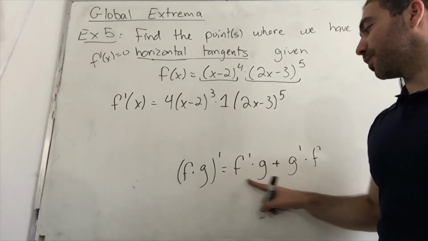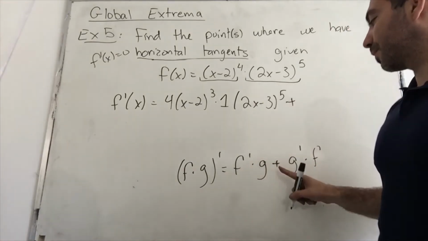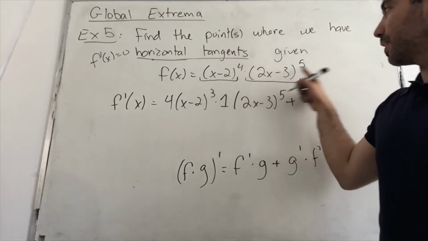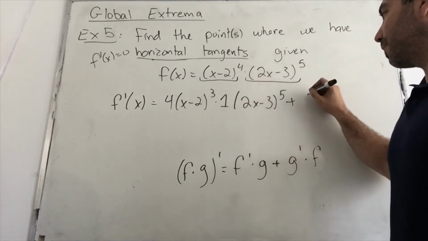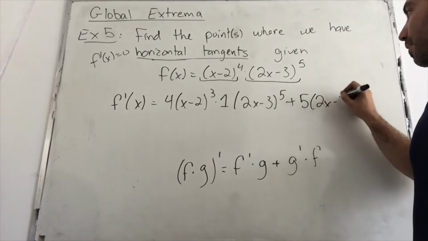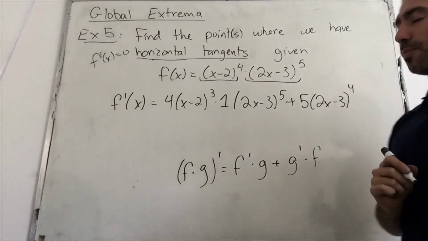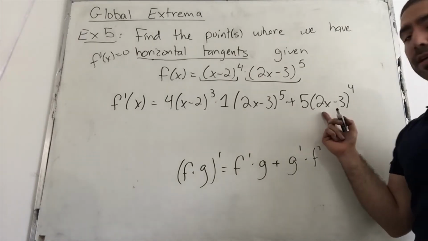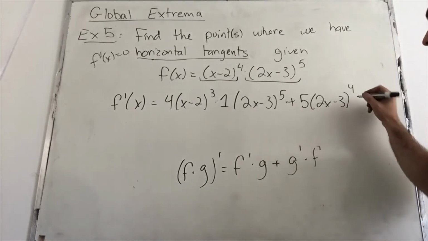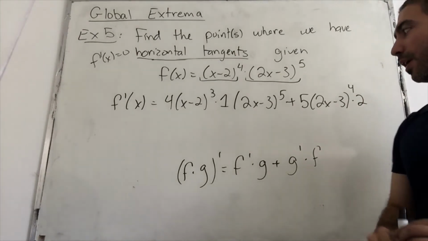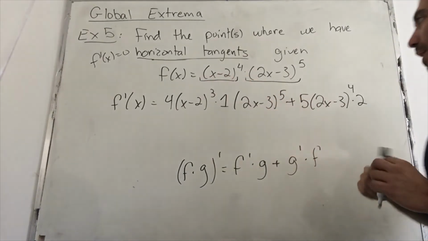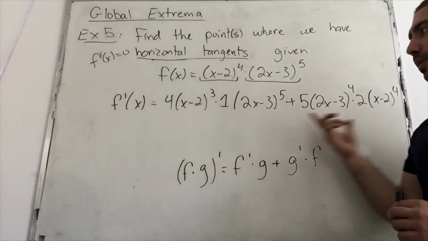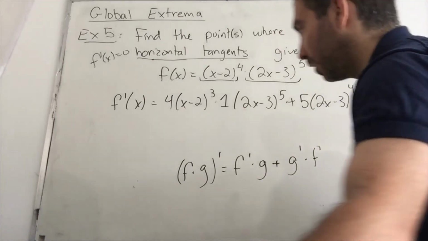So the first part's done, plus, now we take the derivative of the second function. We're going to drop the 5, leave what's inside the bracket, subtract the exponent by 1, and then multiply by the derivative of the inside. The derivative of 2x minus 3 is just 2, so times 2. And then we leave the first function, (x minus 2) to the 4. Okay, so here we're done. This is our derivative.